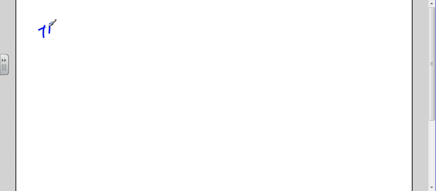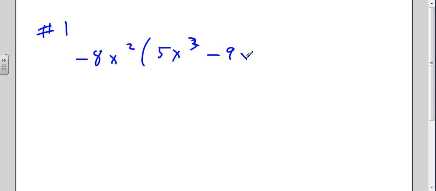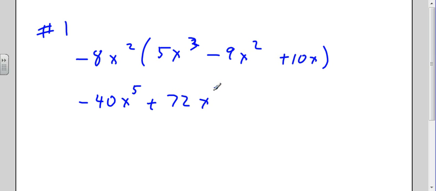Okay, so we'll look at problem number 1, and I want to find the product. Minus 8x squared times 5x squared, 5x cubed, 9x squared, 10x, gives minus 40x to the 5th, because the exponents add, plus 72x to the 4th, minus 80x cubed.